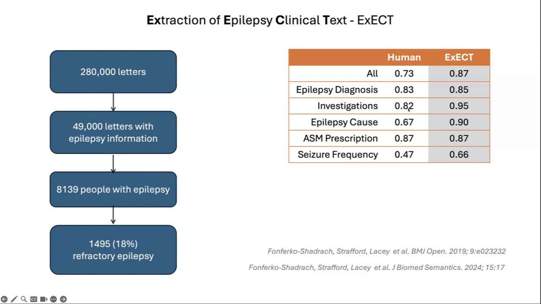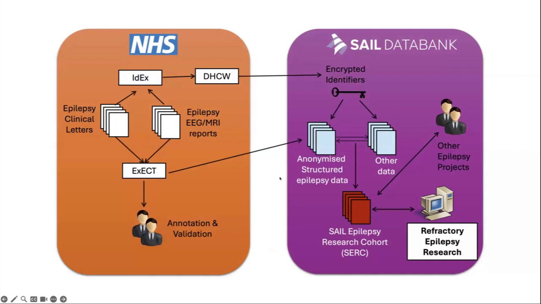And as you can see, this table here shows how accurate the system is, compared with a human doing the same thing. And even though the system is not perfect, it's probably slightly better than a human. And you can imagine why. If you give 280,000 letters for a human to read, you can see that they might make mistakes, even if they're the most expert at epilepsy in the world. And so getting this detailed epilepsy information out from the clinic letters into SAIL is really useful, and we're hopefully starting to do lots of things with this.